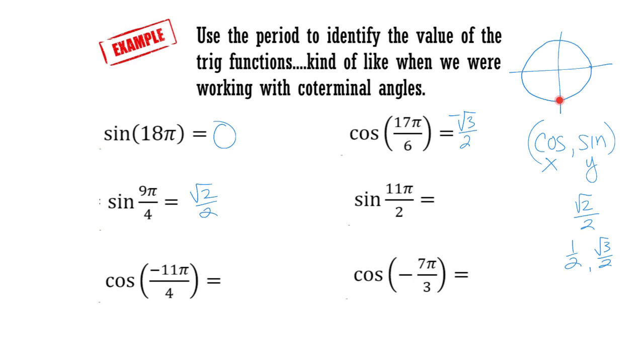All right. Now, there are other ways to do that. I'm just kind of showing you. All right, 11 halves would land there. I'm looking for the sine value. The sine is my y. So how far down did I go? I went down 1 full unit. So that's a -1.